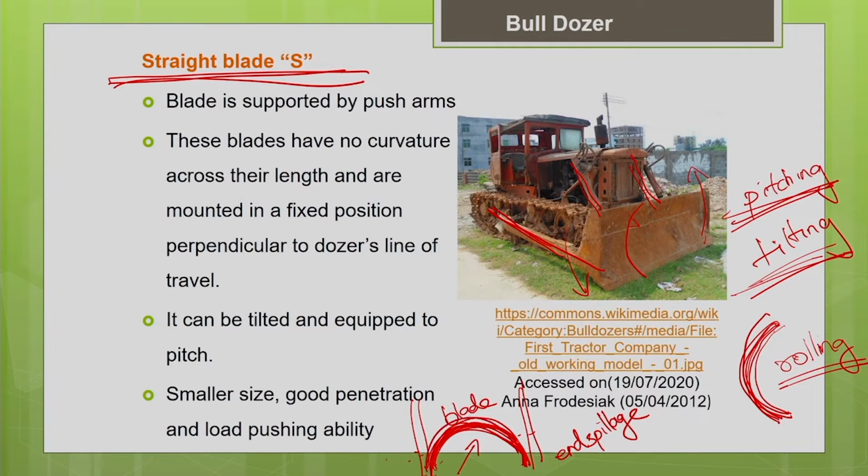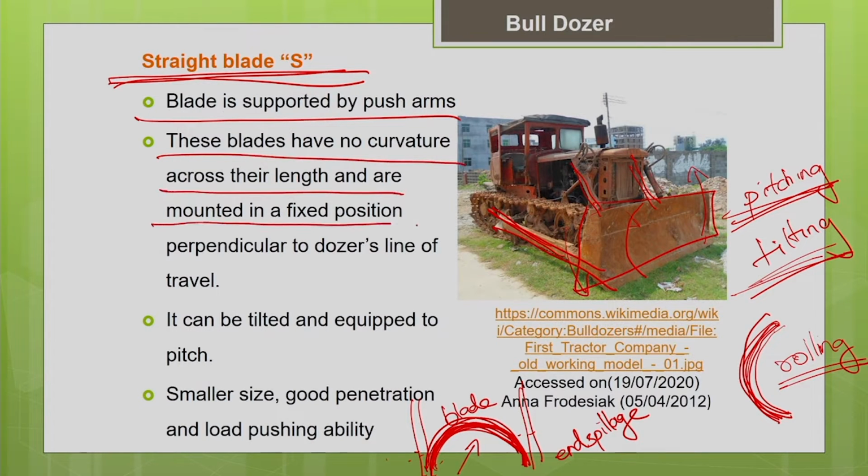It does not have a curvature in the horizontal plane, and this blade is fixed perpendicular to the direction of travel. You cannot angle it to the left or right. This is what is to be noted. The blade is supported by pusher arms and tilt cylinders. It is mounted in a fixed position perpendicular to the dozer line of travel, so you cannot angle it. So what are the possible movements with this blade? It can be tilted and it can be pitched.